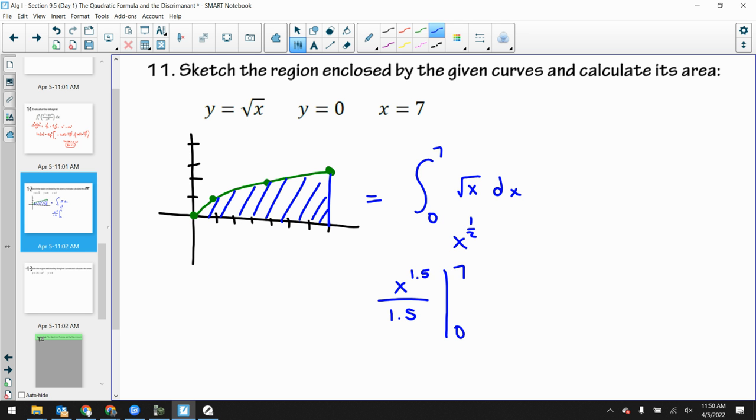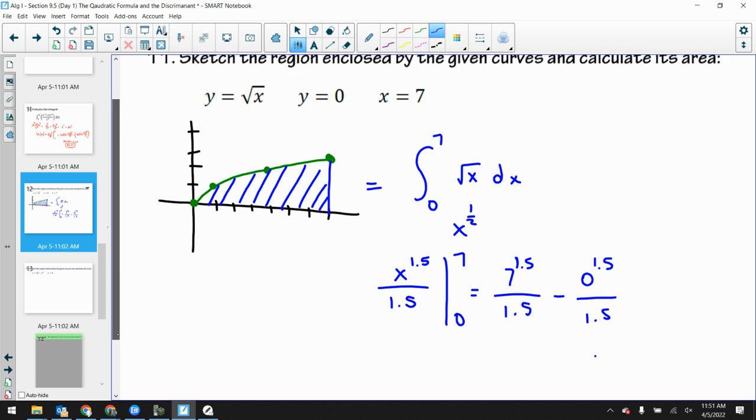It's really like 2/3 x to the 3/2. But again, we're not really concerned about the antiderivative. I'm just concerned with the area under the curve. So it's 7 to the 1.5 over 1.5 minus 0 to the 1.5 over 1.5. Which essentially, this is all going to turn to 0, right? 0 to the 1.5 is 0. 0 divided by anything is 0.